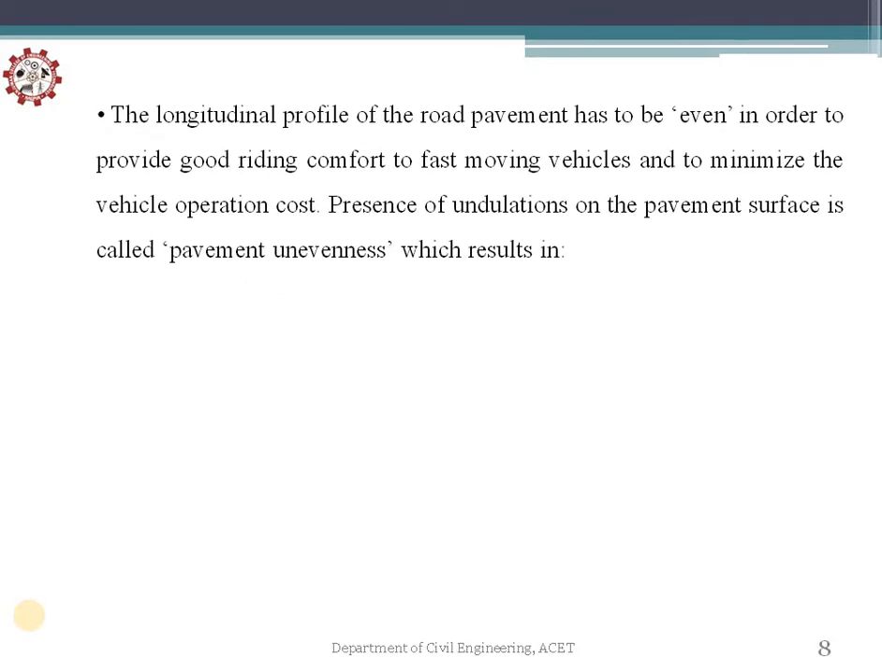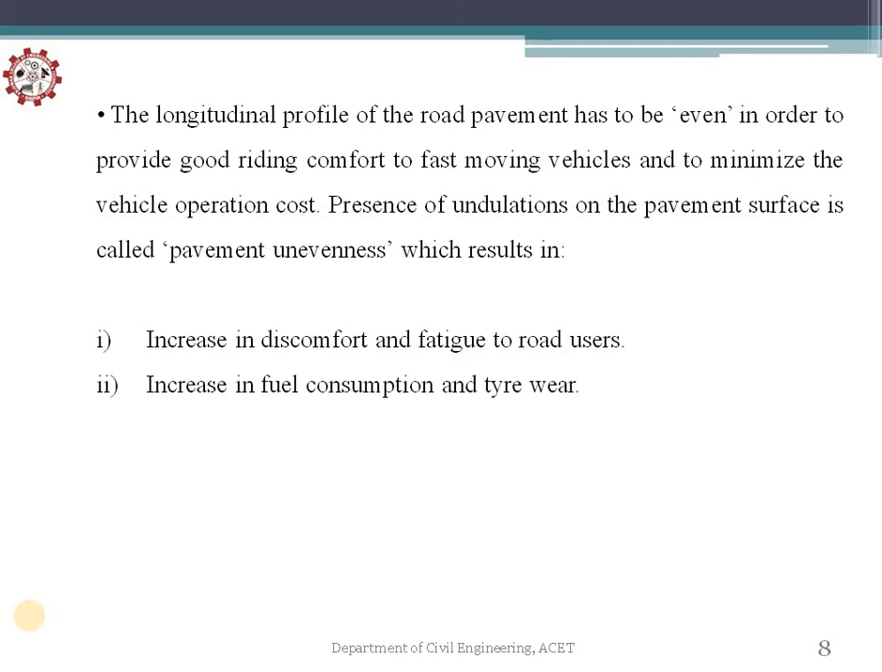Firstly, the longitudinal profile of the road pavement has to be even in order to provide good riding comfort to fast moving vehicles and to minimize the vehicle operation cost. The presence of undulations on the pavement surface is called pavement unevenness, which results in increased discomfort and fatigue to the road users and increased fuel consumption and tire wear. So these are the two conditions you need to take care of first.